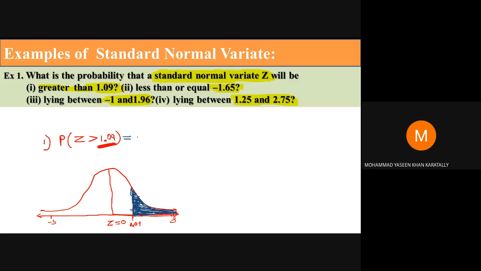1 minus probability z less than 1.09. Okay, 1 minus probability z is less than 1.09. That is perfectly okay, that is perfectly fine. You may write like this: it is 1 minus probability z is less than 1.09. That's totally fine.